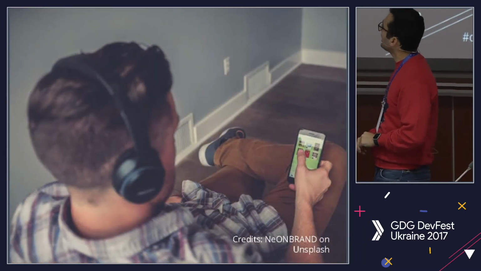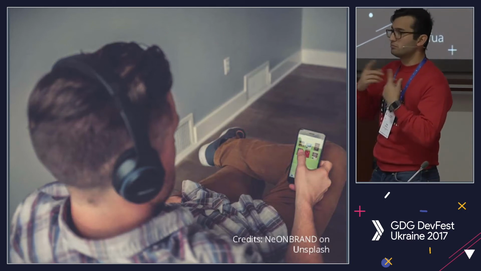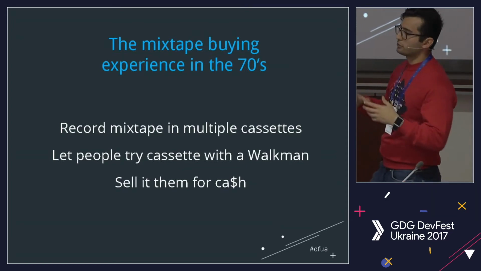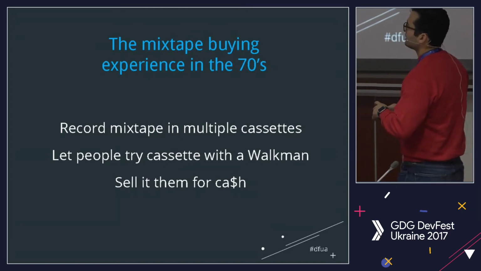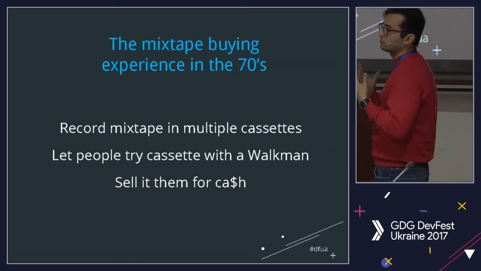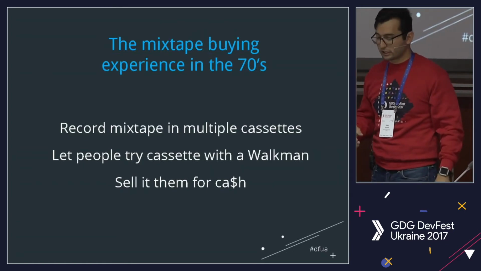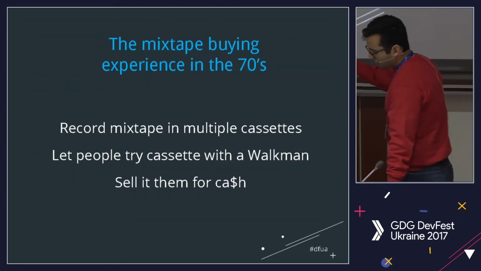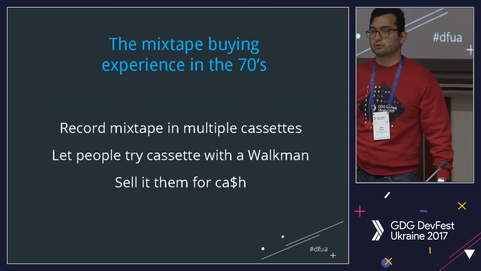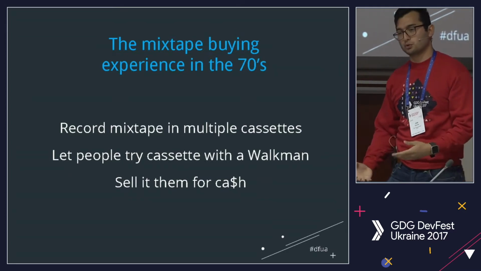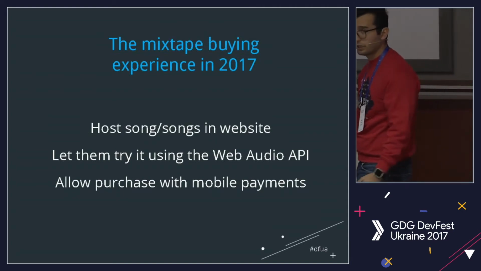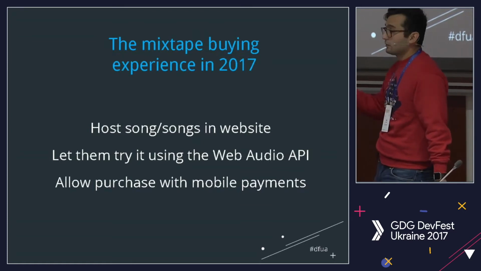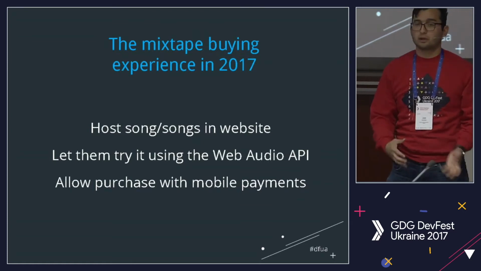So when I was describing the possible use cases for the Web Payment Request API, I really liked the idea of trying to mimic this experience. If you were in the 70s, you would record your music on multiple cassettes, someone would try that music and then buy it, and that's how you put your name out there. What if you could do something like that? Instead of uploading your music to any of the music providers, you just host it on your own, and there we have the Web Audio API, which although mobile is still a bit tricky, you can do a lot of things. You can allow them to try the music on their mobile devices, and if they like it, they can buy it directly from you.